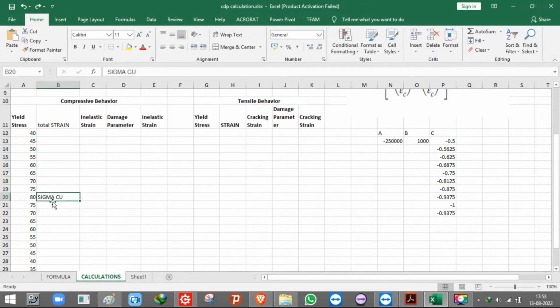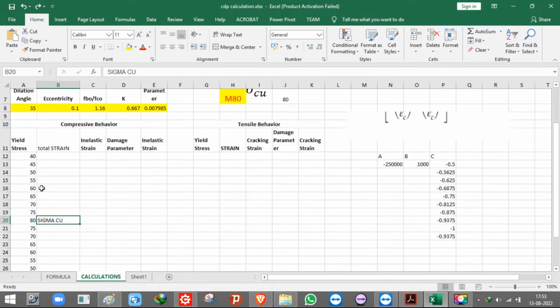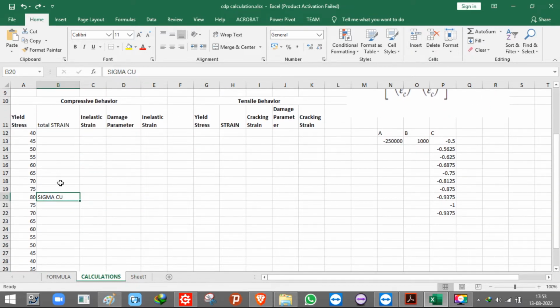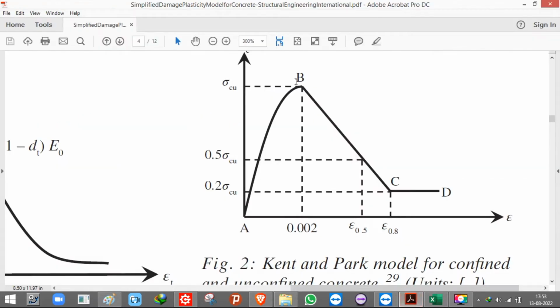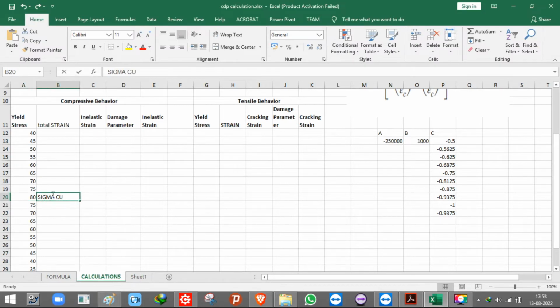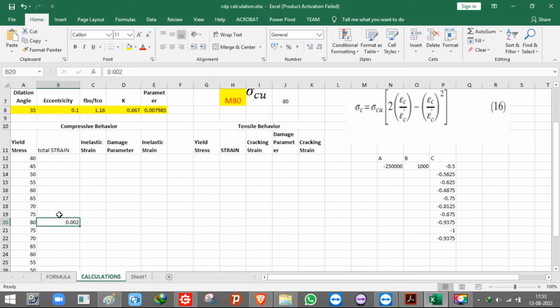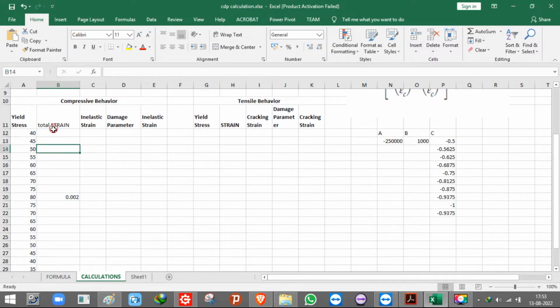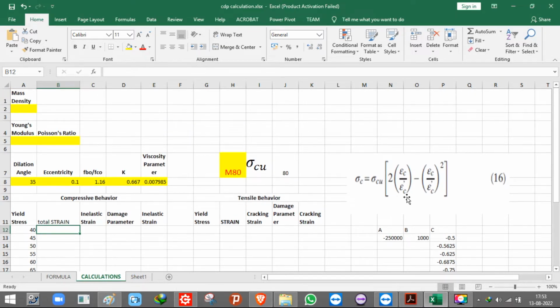Now what I have said is that at the total value of sigma Cu, the corresponding strain is 0.002. So I have got this. Now this total strain I have to calculate. Remember, this is my total strain, this is not inelastic strain. This is my total strain. Now for 40, how to calculate the total strain?